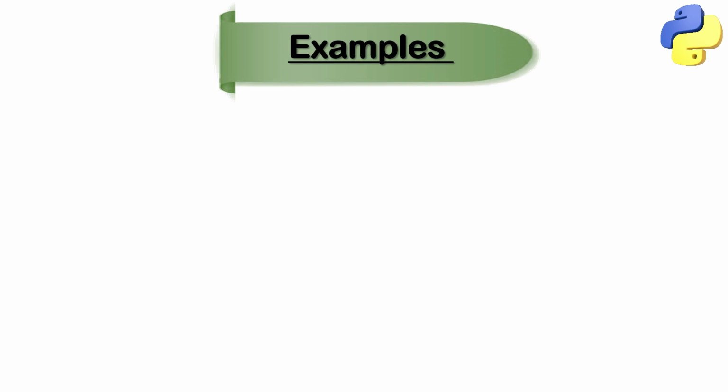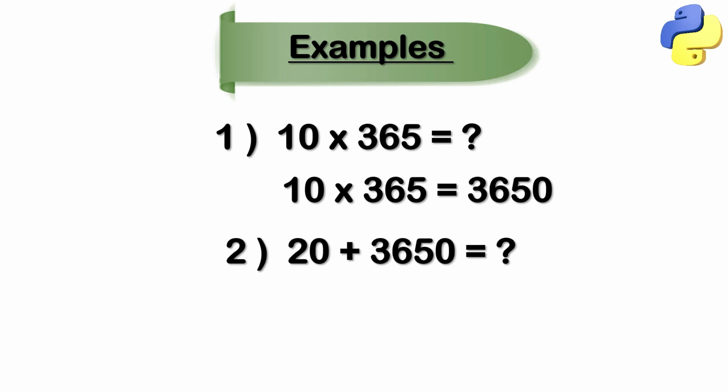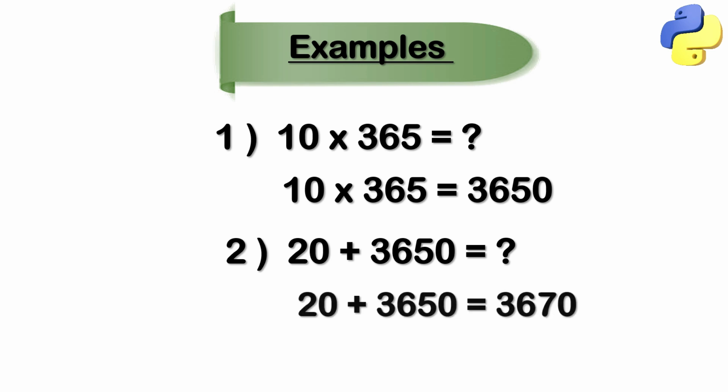We will see some more examples. 10 into 365 is equal to 3650, and if you see another example, 20 plus 3650 is equal to 3670. It is easy enough to do these calculations on a calculator or on paper, but we can do all these calculations with the Python shell as well.